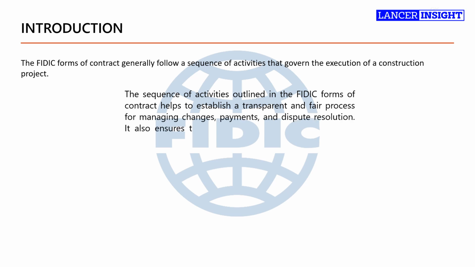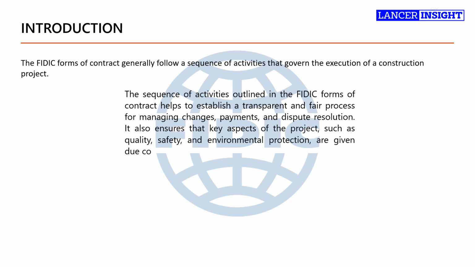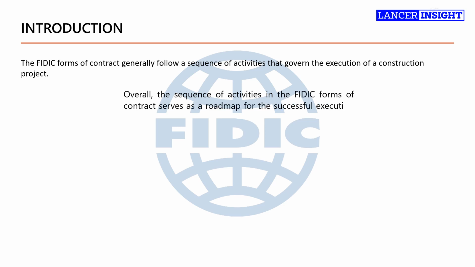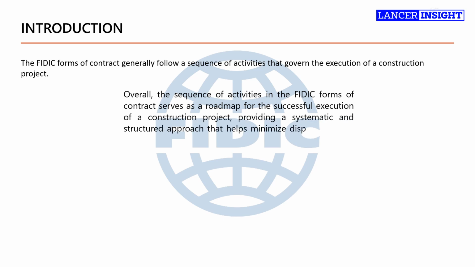It also ensures that key aspects of the project, such as quality, safety, and environmental protection, are given due consideration throughout the project's life cycle. Overall, the sequence of activities in the FIDIC forms of contract serves as a roadmap for the successful execution of a construction project, providing a systematic and structured approach that helps minimize disputes, ensure compliance, and facilitate the timely completion of the project.